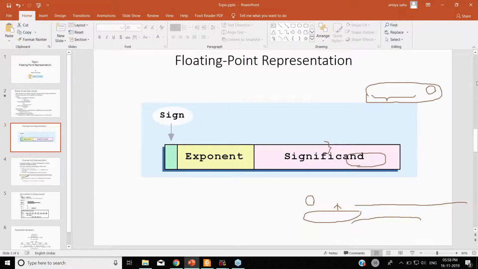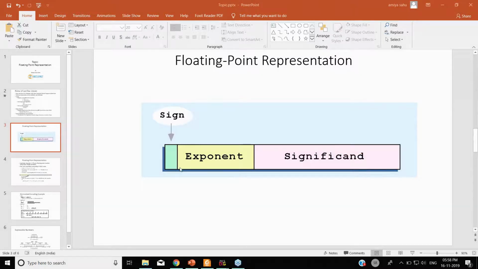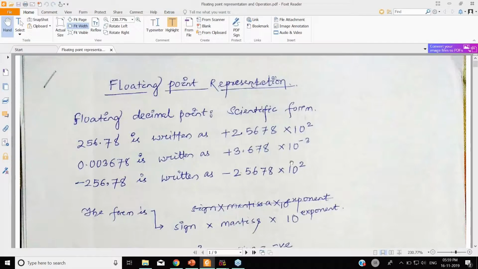So we have seen this. Practically we have seen the idea of it. We have a sign bit, we have the exponent, we have the significand. Now let's go to its theoretical aspect, and for that, I will take you to the PDF of it.